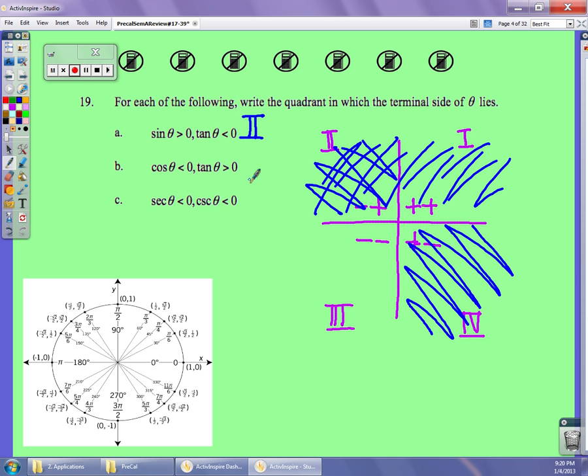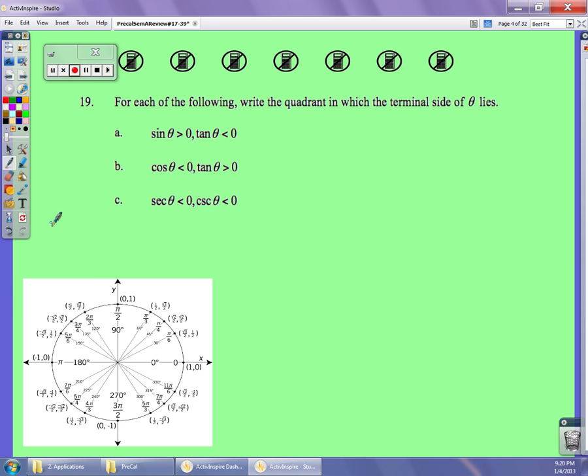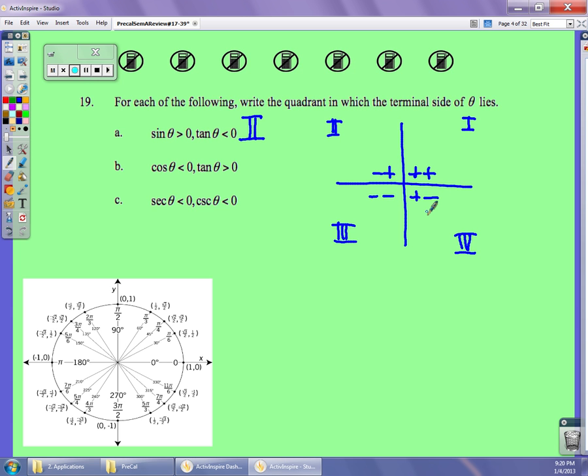In part B, let's clear that off for just a second. We'll put quadrant 2 back up here, and I'm going to draw again 1, 2, 3, and 4. And for part B, it says cosine of theta is less than 0.